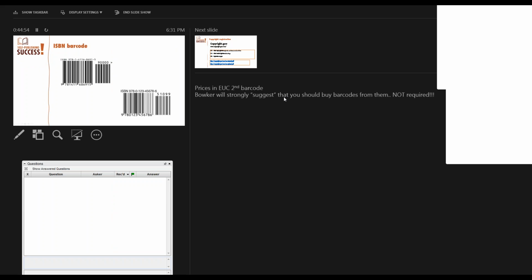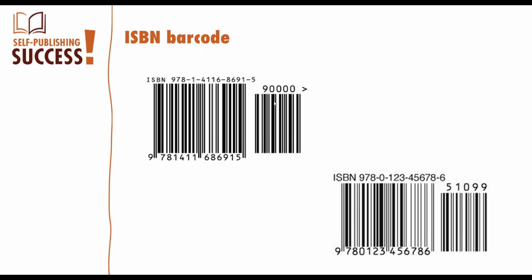You can see to the right of the main barcode, you see like the 90000, or the one at the bottom has 51099. That is the pricing code for the book. The 90000 tells the system that's scanning it that you don't have a set price for this title. While the one at the bottom, the 51099, the 5 stands for US dollars, $10.99. So it's saying that this book's set list price is $10.99 US dollars.